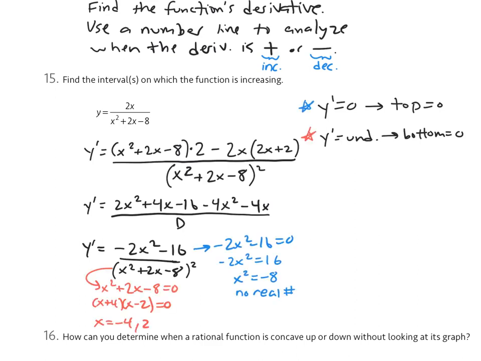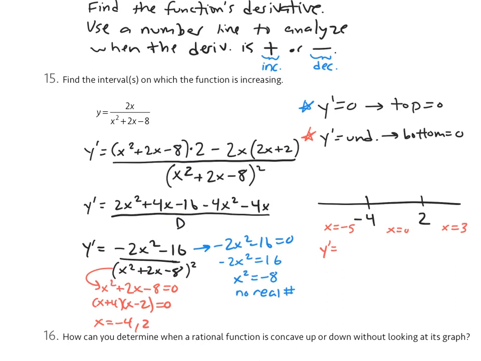Now this is my work for that. The work in blue shows that the top never equals 0, not for any real numbers, and the bottom is undefined for two different values. So when we set up our number line, we're going to mark any points where it's 0 or undefined. There are 2 in this case, and now we just plug in values into the derivative to see if the derivative is positive or negative. So I can plug in x equals negative 5, x equals 0, and x equals 3. Now in this case, we just care about whether the derivative is positive or negative. We don't care about the numerical value.